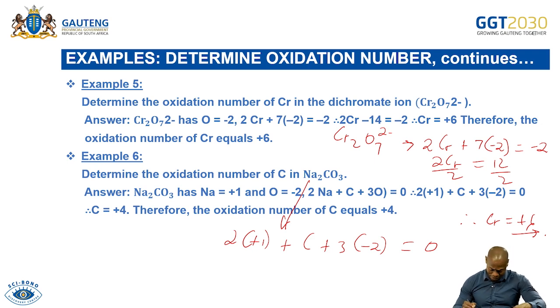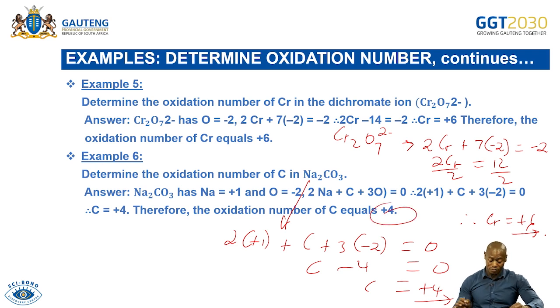Then what am I having here? 3 times -2 is -6, so -6 plus 2 will be negative what? So this is C, and then minus 4 equals 0. So here I'm going to have positive 4. So that is the oxidation number. So this was our example number 6, right?